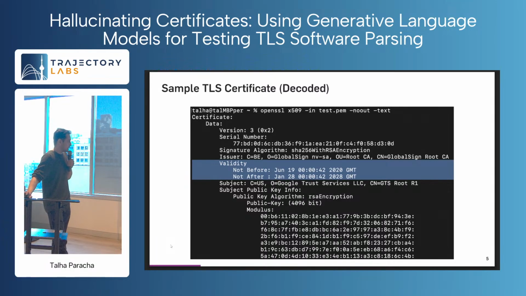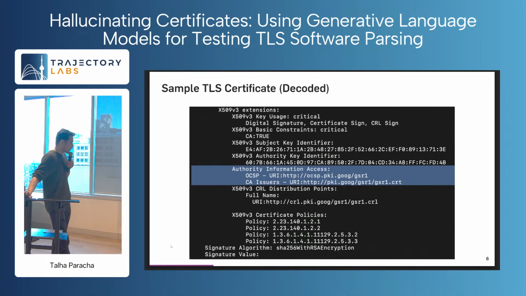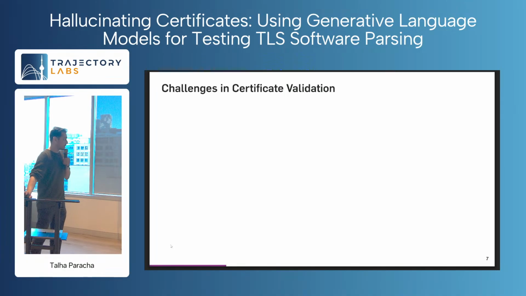For example, there's an expiry date after which this certificate must not be accepted. And as another example, there's this authority field, which specifies how to check if the certificate has been revoked by the signing authority. And if the certificate is revoked, it must also not be validated. Certificate validation is fairly challenging.